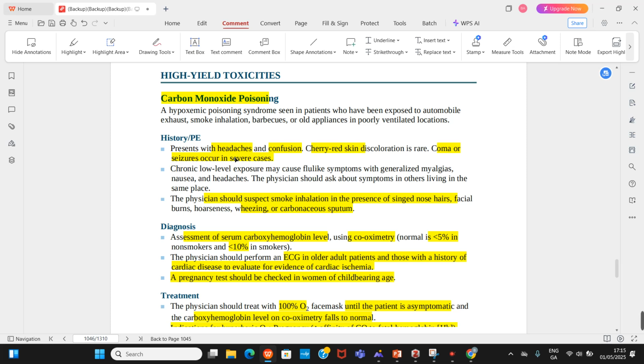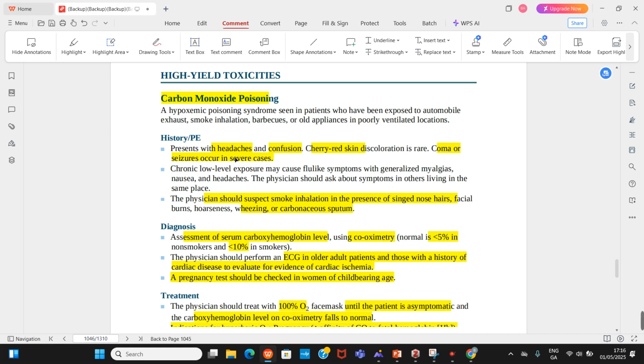This kind of person will not even be talking. They have facial burns. That's not the time to be doing NIPPV. There's a facial burn already, how do you want to apply the mask? If there's wheezing, it means there's already laryngeal edema, so you quickly have to secure that airway. With carbonaceous sputum, go and secure that airway immediately.